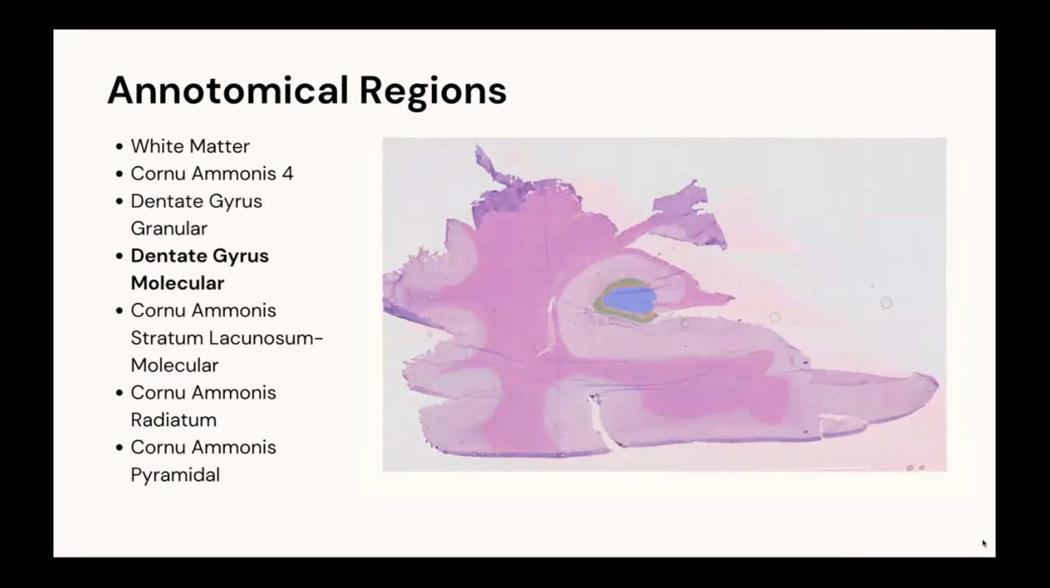Next, the dentate gyrus molecular is a region with very few cells and/or a cell-free layer consisting of dendrites. Next, the cornu ammonis stratum lacunosum moleculare is highlighted and identified due to its moderate density of nuclei. Next, the cornu ammonis radiatum is highlighted and identified due to pyramidal cells and sparse nuclei density. Lastly, the cornu ammonis pyramidal is identified due to its pyramidal neurons and highlighted.